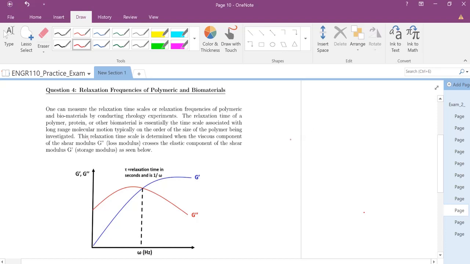We're going to get started today with solving the last problem. So question 4 on this exam, ENGR110 practice exam. So question number 4, this is dealing with the relaxation frequencies of polymeric and biomaterials. So I really like this question.